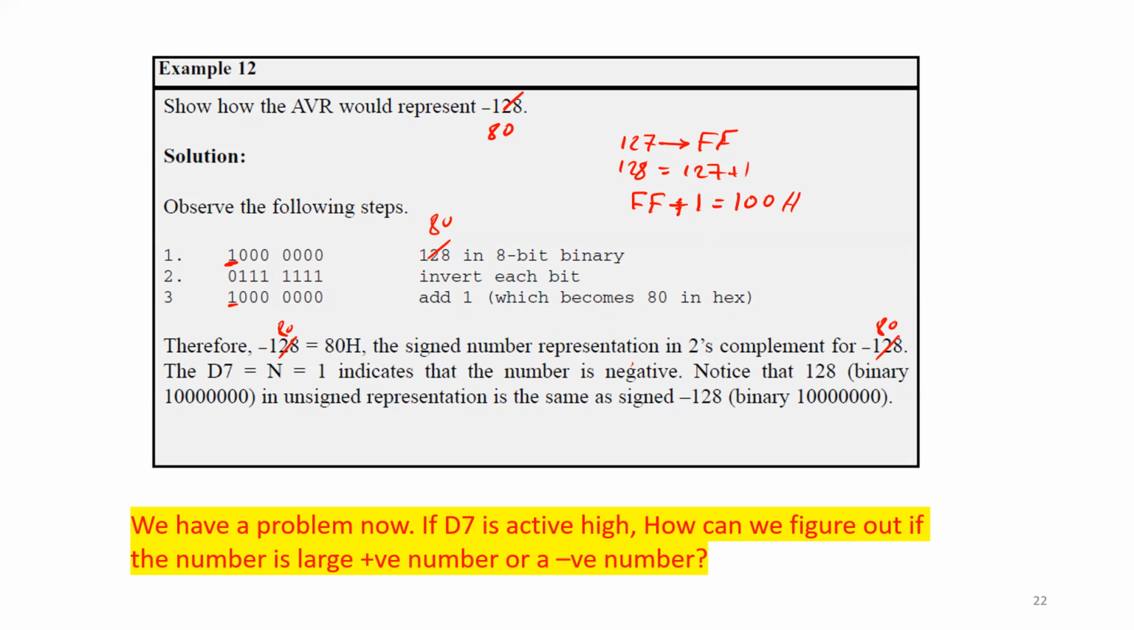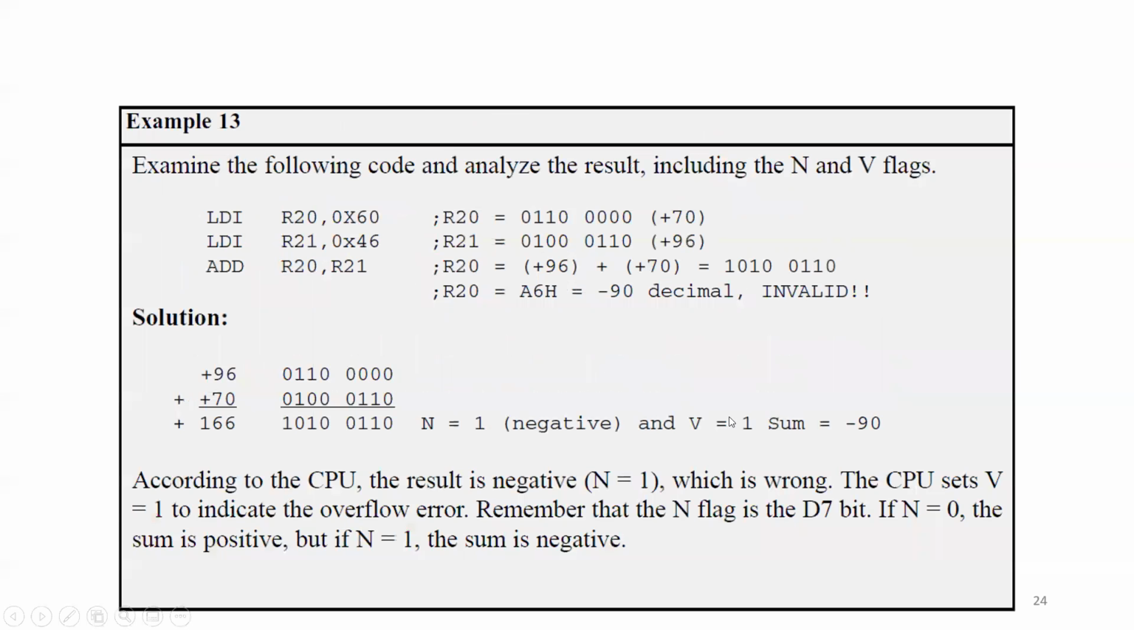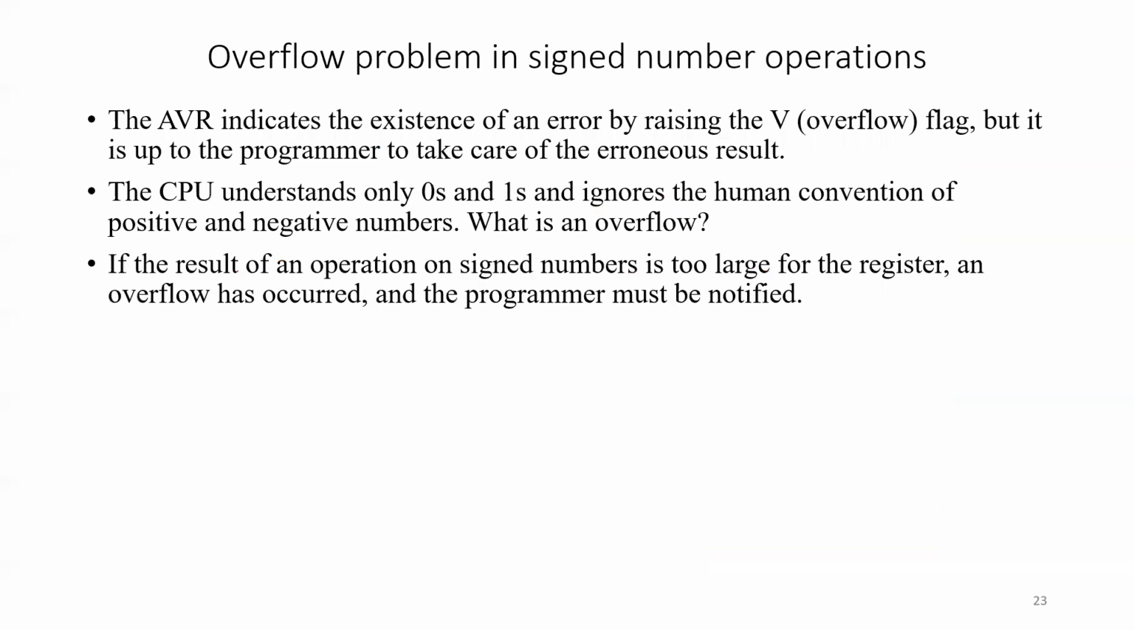Is N sufficient to figure this out? Actually not, because we said N would be the same as D7 for each number. And D7 here is already active high, either in positive or negative. So how can we figure out the difference between positive and negative? N is not sufficient to solve this problem. Let's observe it from another status register flag.